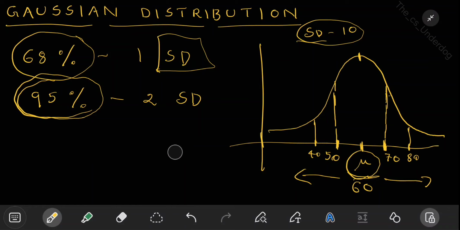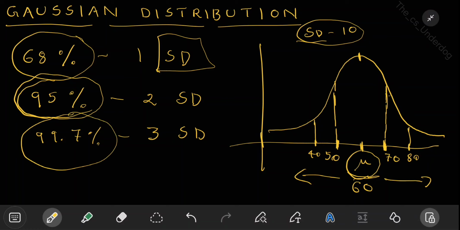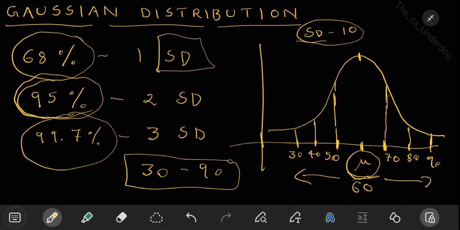And the third condition is that 99.7% of your complete data should be within 3 standard deviations from the mean. So if you take 3 standard deviations, that is 30 kilograms to 90 kilograms, then 99.7% of all the human beings should be in this range of 30 to 90 kilograms in their body weight. So this is how you understand a Gaussian.